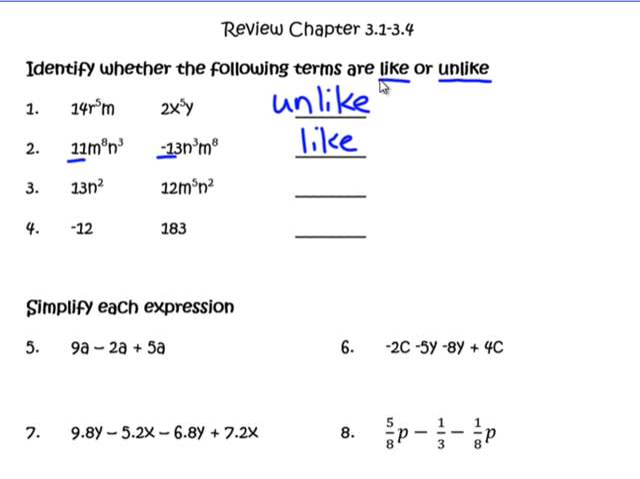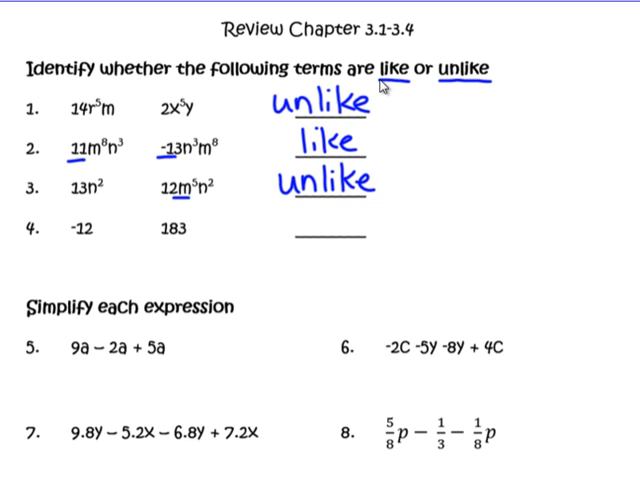Number 3, 13n squared, 12m to the 5th, n squared. Well, they both have n squared, but the first term, 13n squared, is missing the m to the 5th. They have to have the same variables to the same power. So these are unlike.